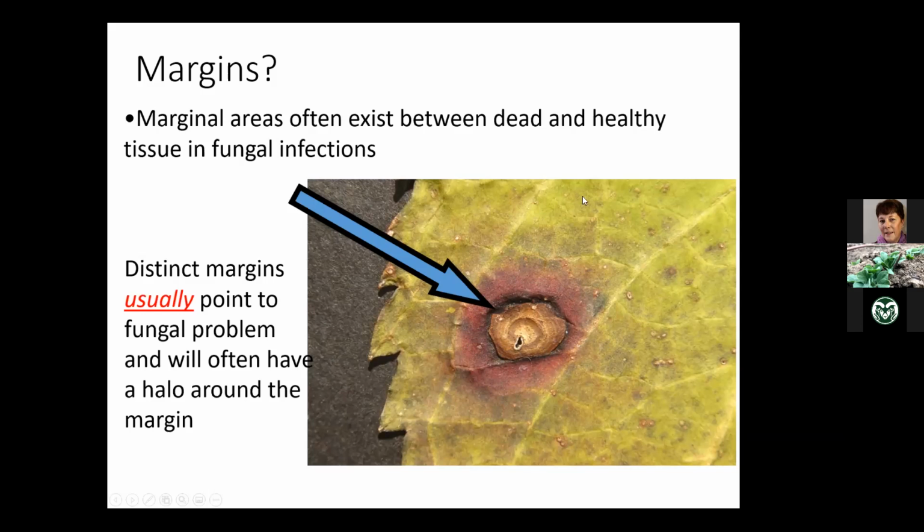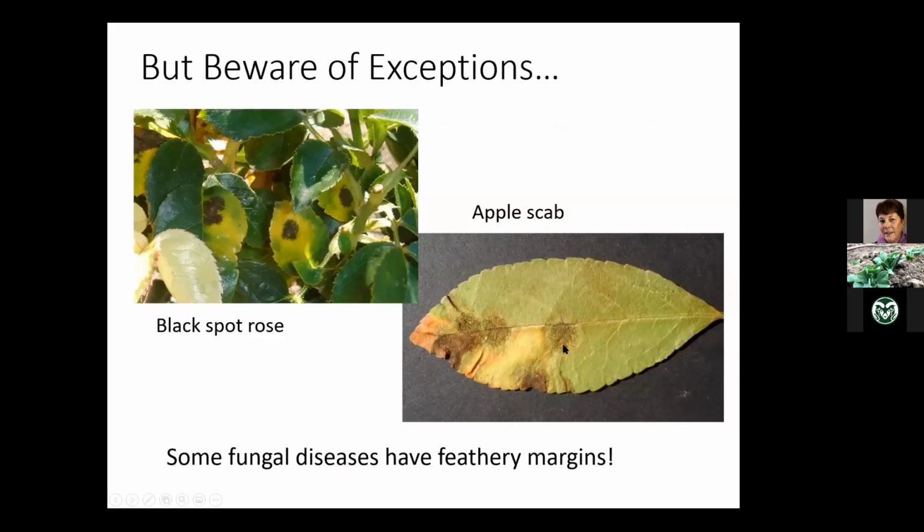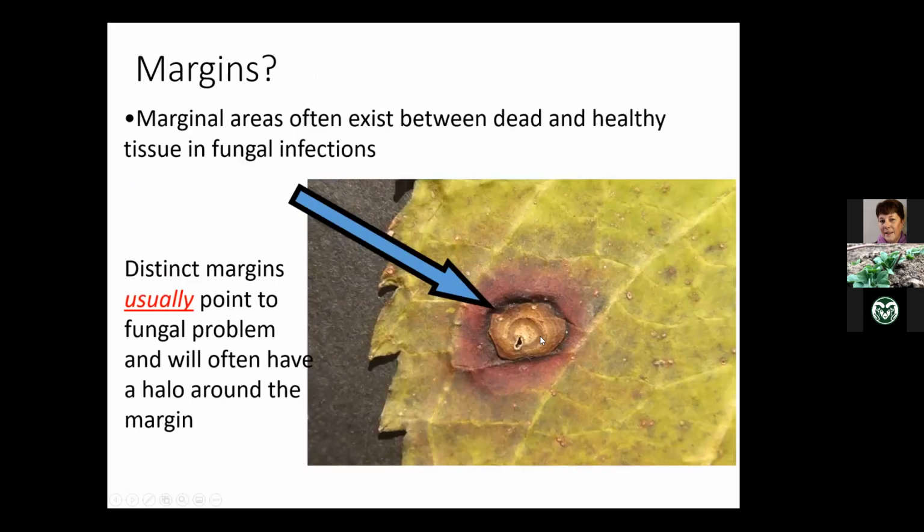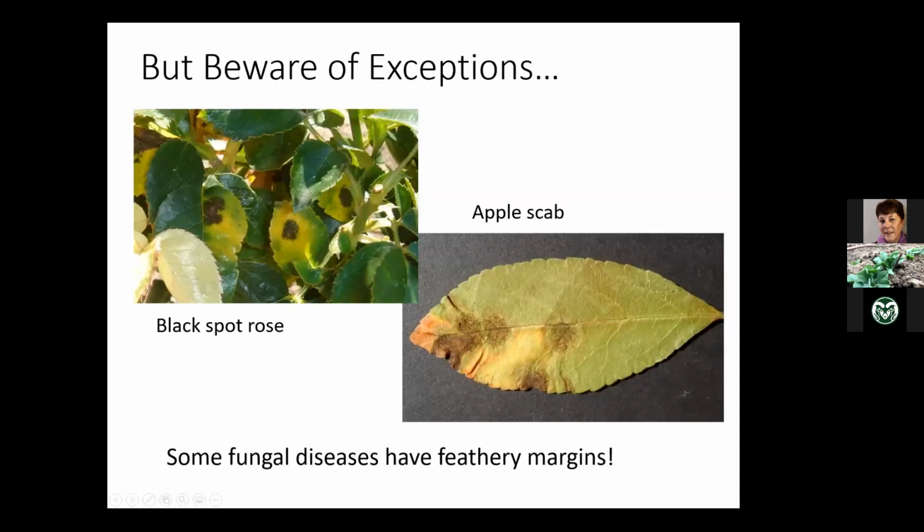So there are some exceptions, of course, because things like apple scab do not have a distinct margin, nor does black spot of rose. They have what we call feathery margins, meaning that this has a halo around it, but there's no definite margin like there was in the previous picture. So we have this distinct margin from the previous picture, and in this picture, no distinct margin, we have the feathery edges. So again, those feathery margins.